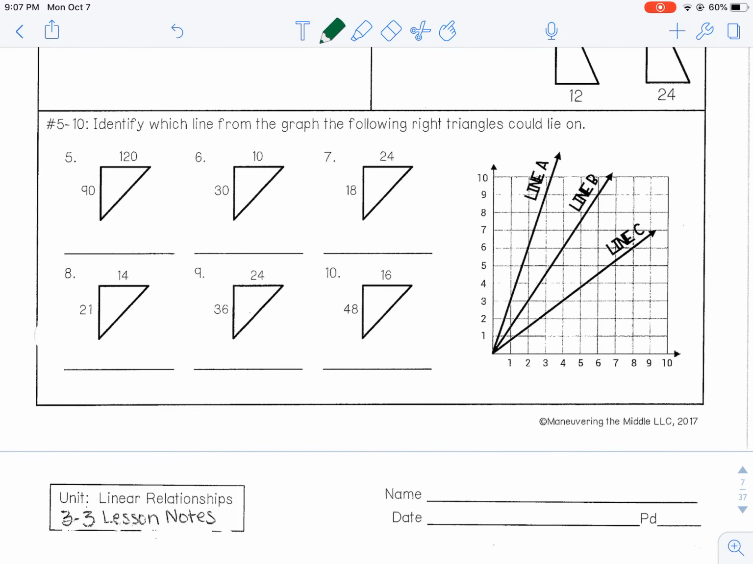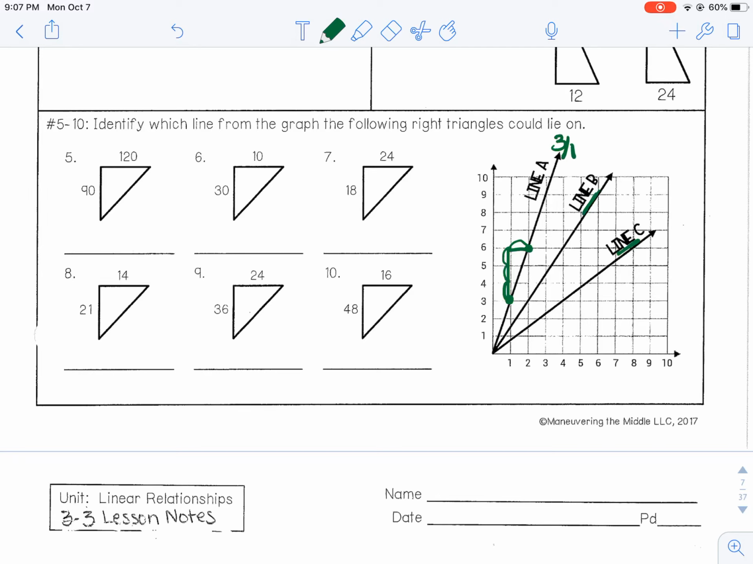A little direction on number 5. It says identify which line from the graph the following right triangles could lie on. So what you want to do is you want to find the slope for line A by picking any 2 points. Okay, draw your right triangle, and I can tell that this slope is 1, 2, 3/1. So that slope is 3/1. I would do that for line B and line C. Find the slopes for each of those.